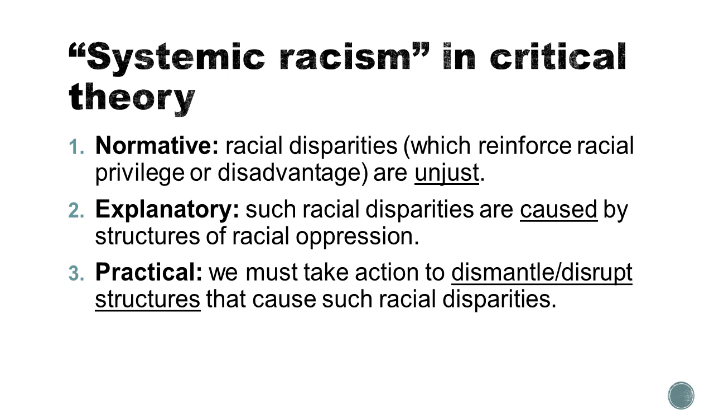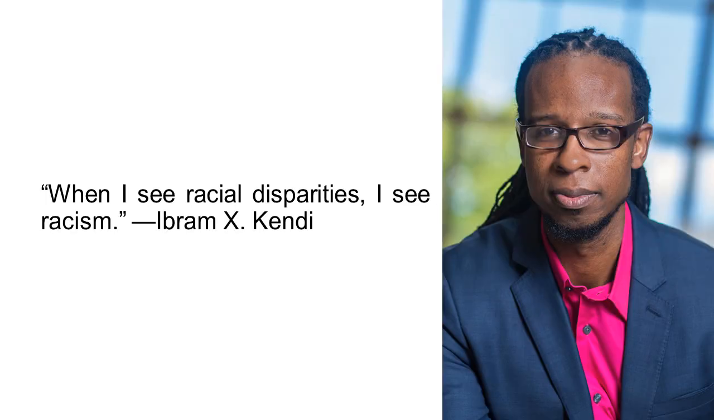Those disparities are ipso facto unjust. And according to a critical theory, the explanation for that is the fact that these disparities are caused by structures of racial oppression. And so what do we do about that? A critical theory is also practical, and that means we must take action to dismantle or disrupt those structures causing racial disparities.